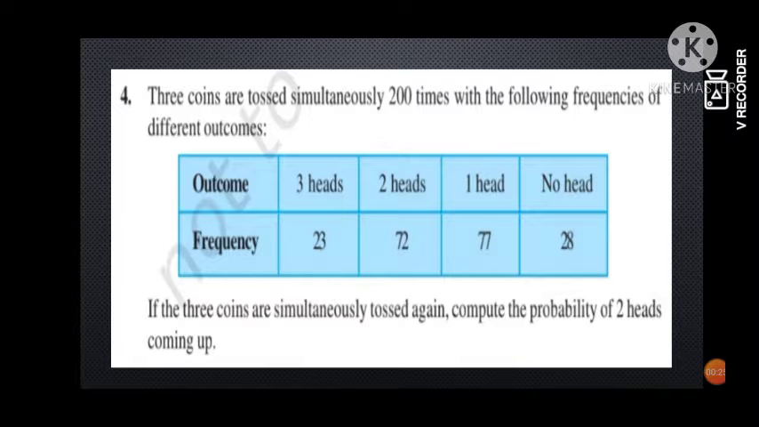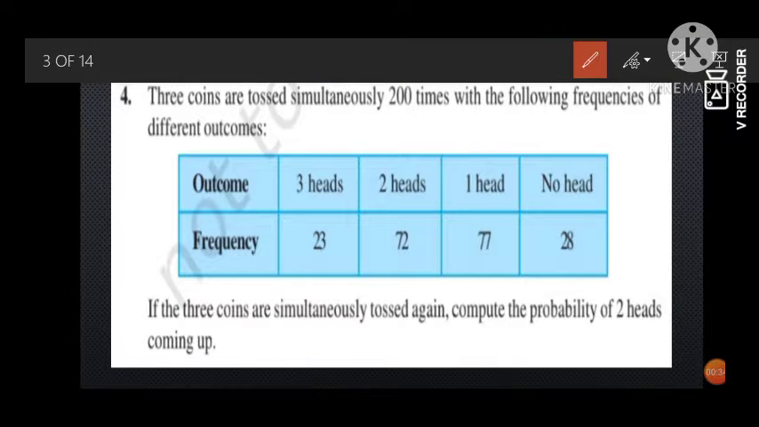3 coins are tossed simultaneously 200 times with the following frequency of the different outcomes. So there are 4 different outcomes: 3 heads, 2 heads, 1 head and no heads. And the total number of times the coin was tossed was 200 times. For 3 heads the frequency is 23, for 2 heads the frequency is 72, for 1 head the frequency is 77, and for no heads the frequency is 28.